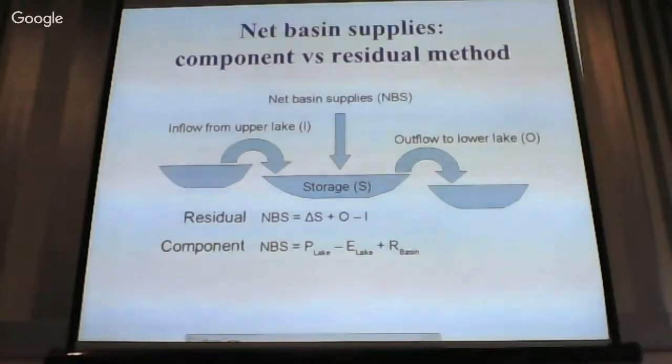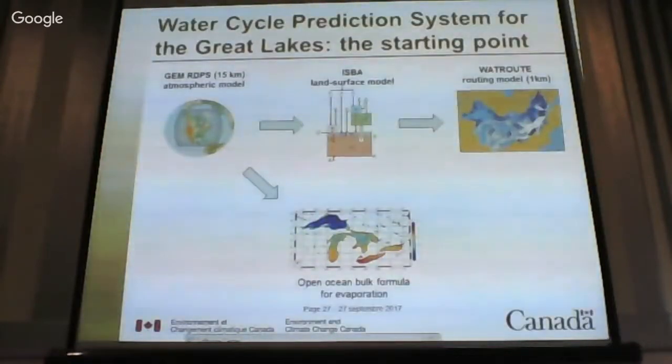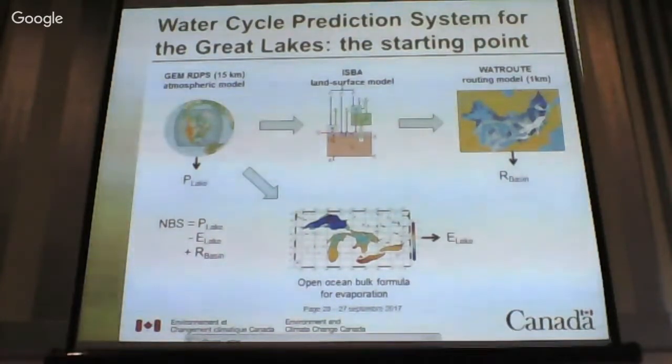That's what we did. So to compute P, E, and R, we took our GEM model. So we took essentially short-term forecasts of our GEM model, which includes a land surface scheme. So we took the runoff from that land surface scheme, routed it to the outlet using the WATROUTE model, and also we used an open ocean bulk formula to get the evaporation. So the atmospheric model gave us P, the bulk formula gave us E, and the routing model gave us R.